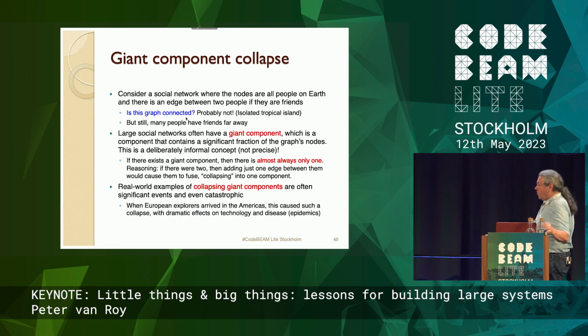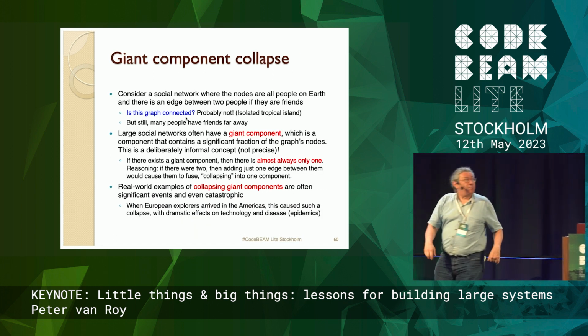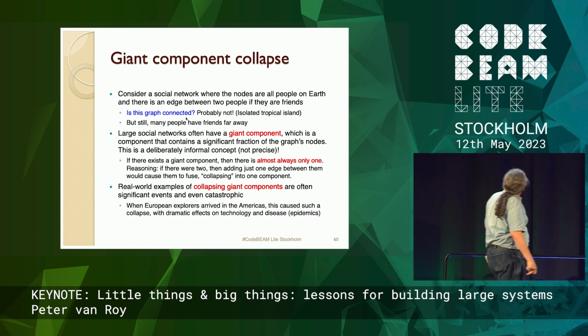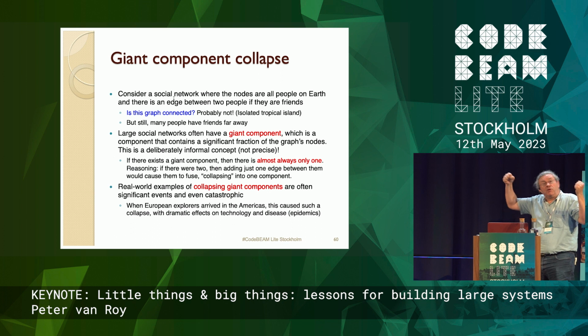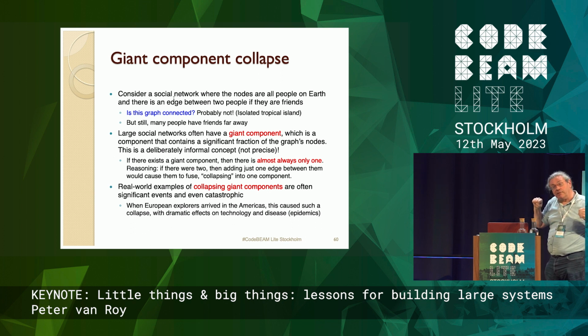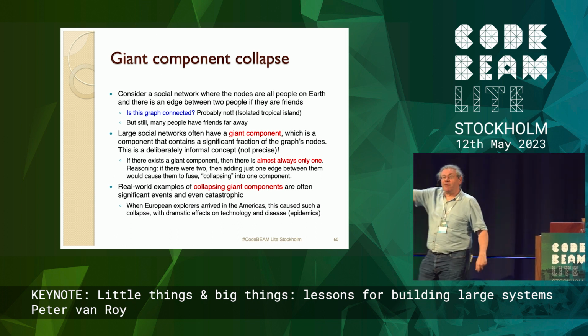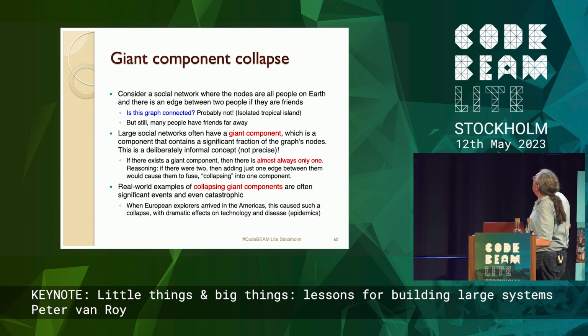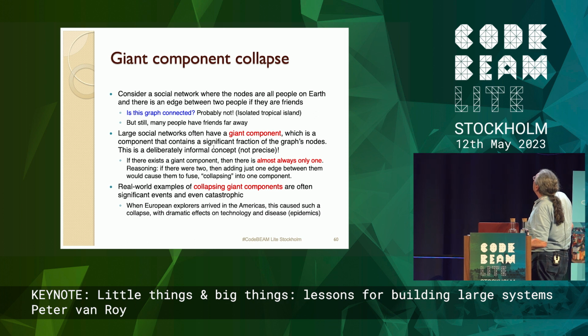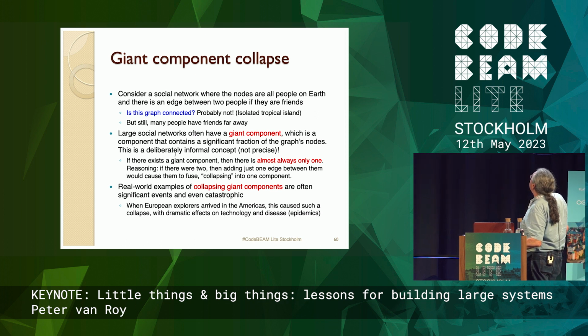Another example of weaknesses or big system effects is the notion of a giant component. So consider a social network where all the nodes are people, all the people on Earth, and there's an edge between two people if they are friends or if they know each other, okay? Is this graph connected? Well, probably not, because you will always find some isolated tropical island where people have been living for generations and they don't know anybody, okay? But still, many people have friends far away. I have friends on the other side of the world that I don't see very often, okay? So this is leading to the notion of a giant component.